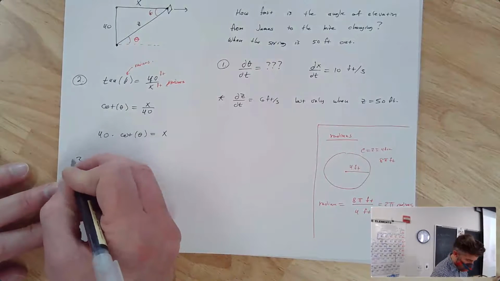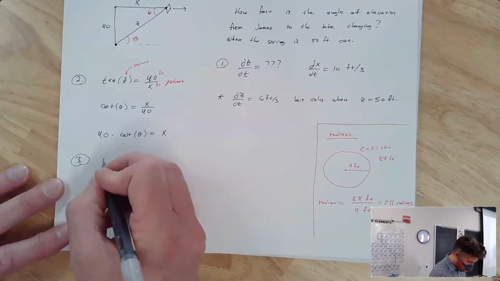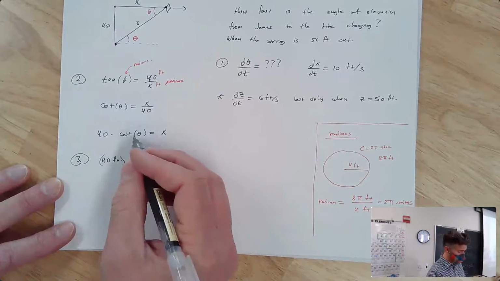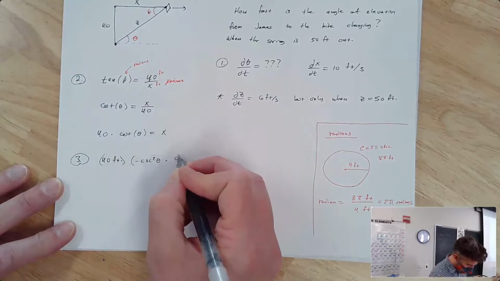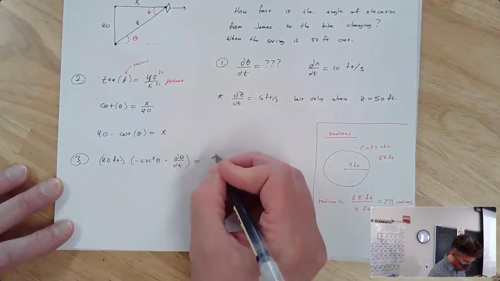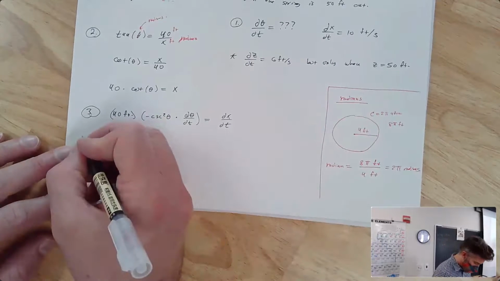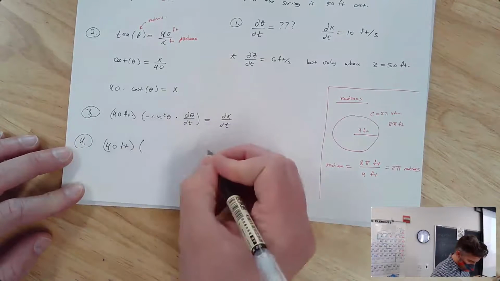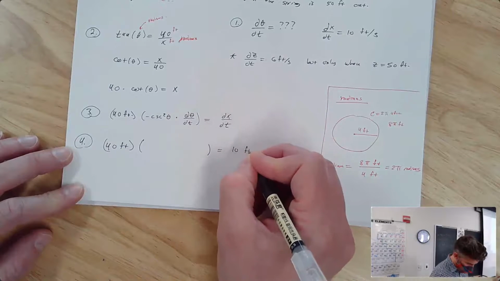We're going to find the derivative, because we're being asked to find d theta dt. So I've got 40 feet times the derivative of cotangent of theta, which is negative cosecant squared of theta times d theta dt, equal to dx dt. And now we're going to plug in and solve. So I've got 40 feet times some stuff equal to dx dt, which is 10 feet per second.